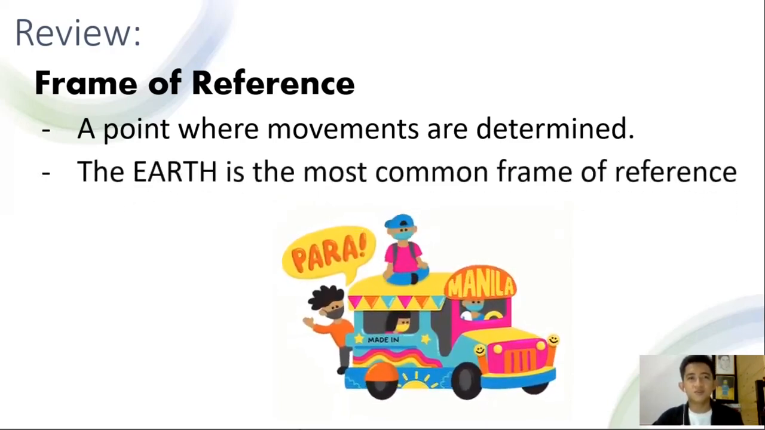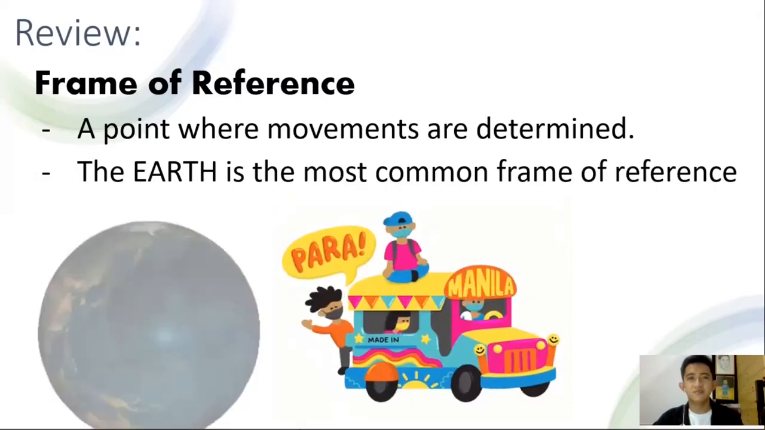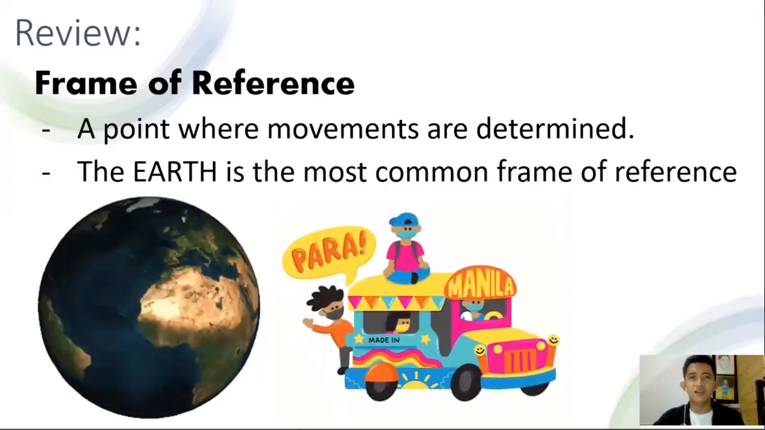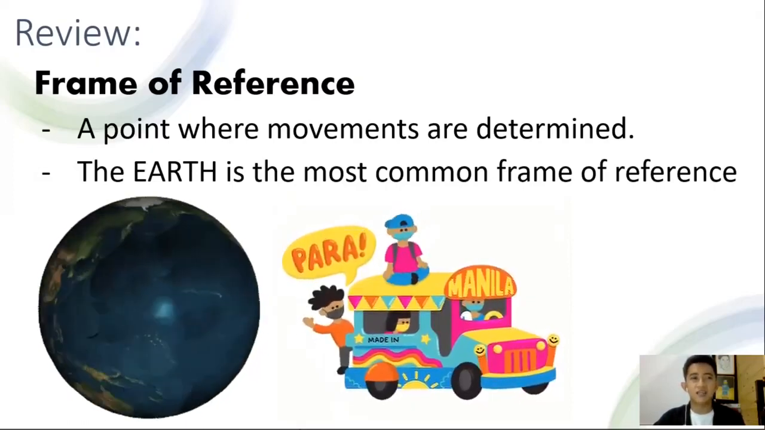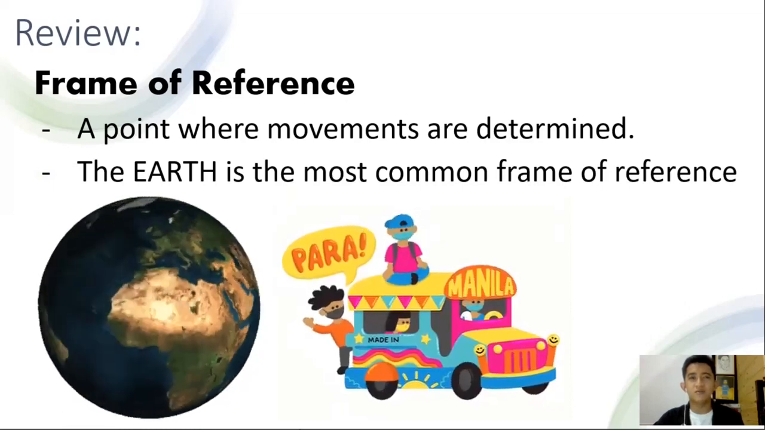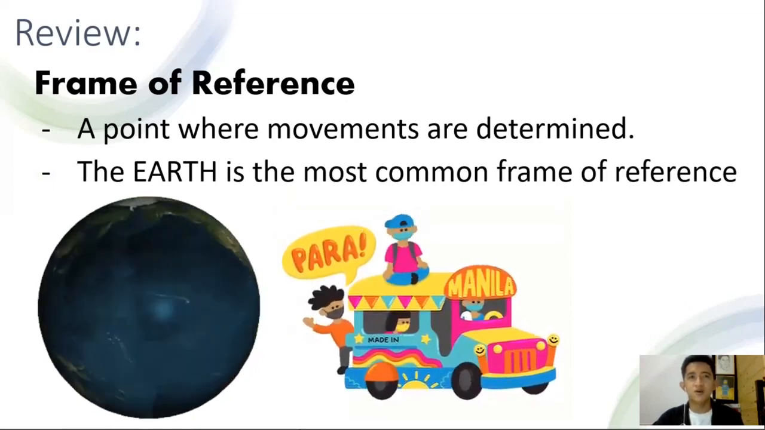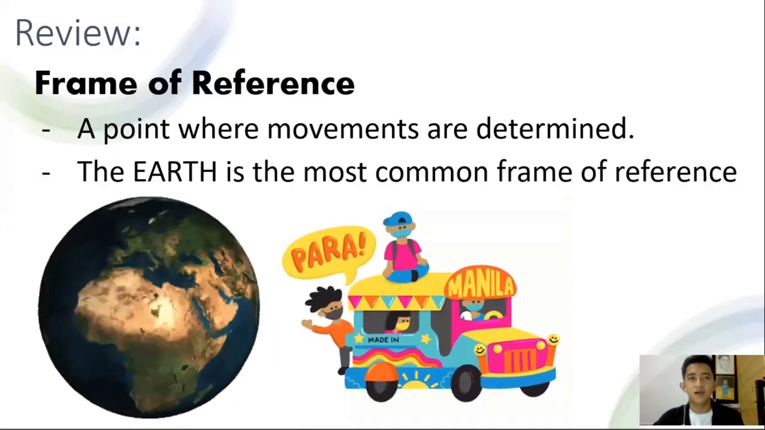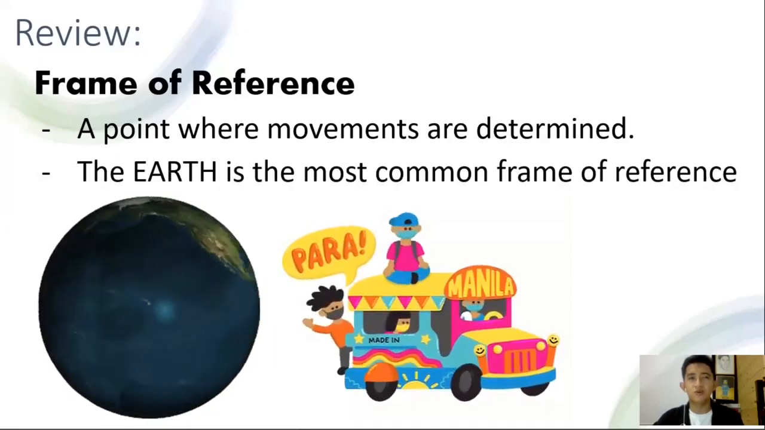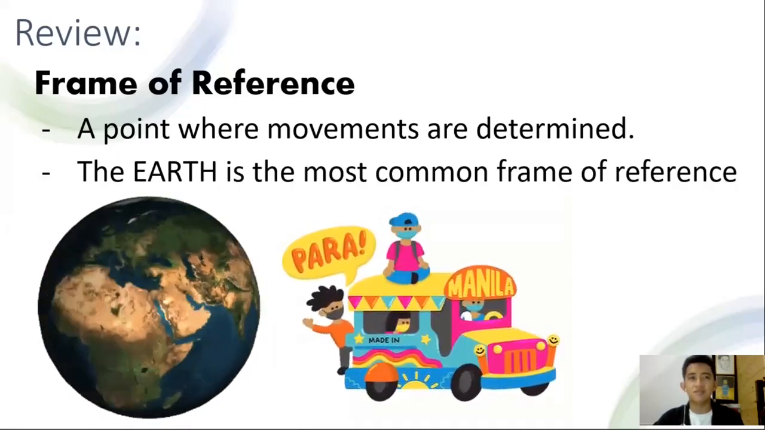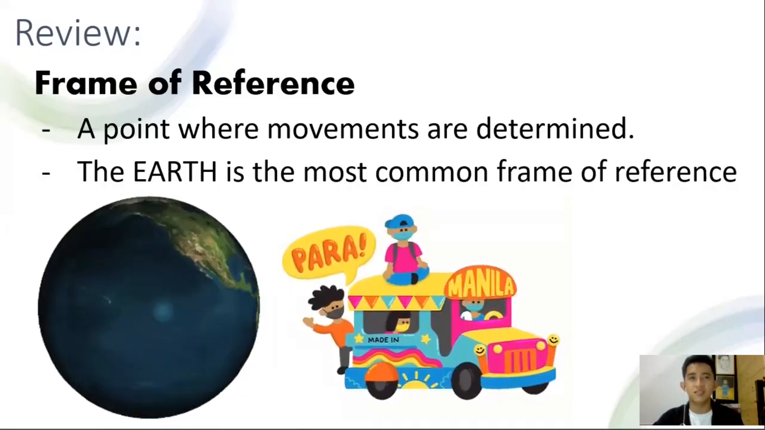The Earth is the most common frame of reference. Bakit? Dahil dito tayo nakatira. Lahat ng bagay, lahat ng gumagalaw sa mundo, at lahat ng mga gumagalaw sa labas ng mundo ay laging relative sa pag-ikot at paggalaw ng ating daigdig.